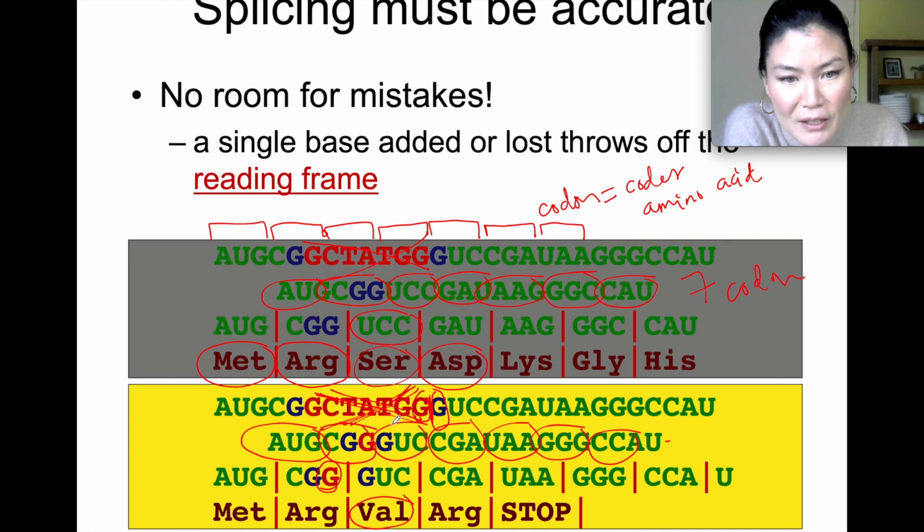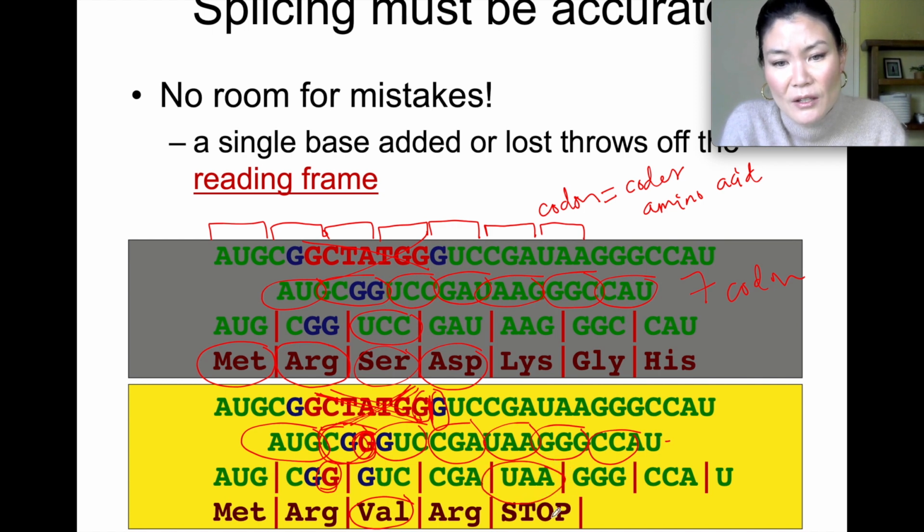Oh yeah, it's deleted right there. So here's that G, okay? So CGG and then GUC instead of UCC. So UCC codes for serine, where now it's GUC, which codes for valine, okay? And then now we have CGA. Everything just moves over, and as a result, all of the amino acids following that deletion are completely changed. Instead of serine, asparagine, lysine, glycine, histidine, it's now valine, arginine, and then UAA is actually a stop codon, which means that protein synthesis stops right here, and then this is the amino acid sequence. It's a very short protein, a very short amino acid sequence.